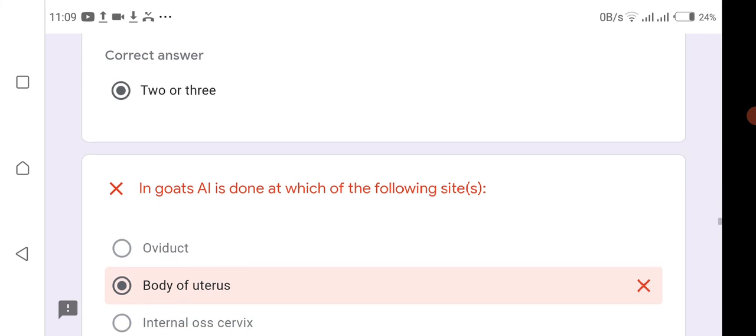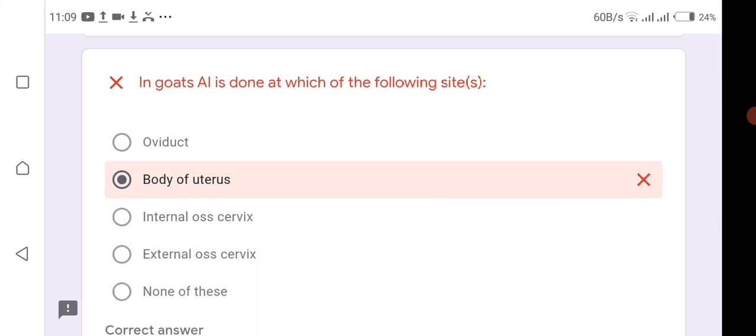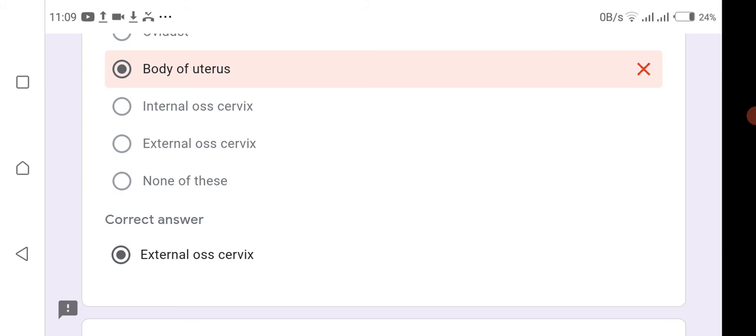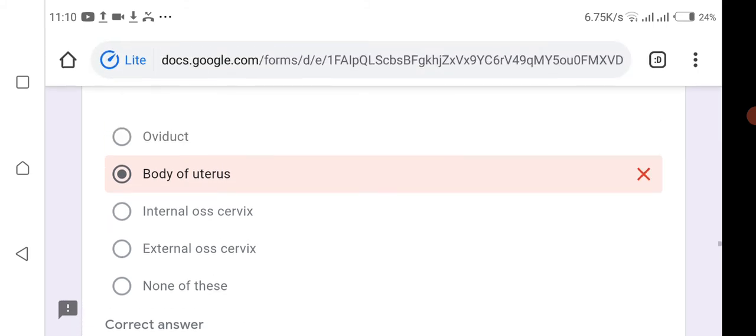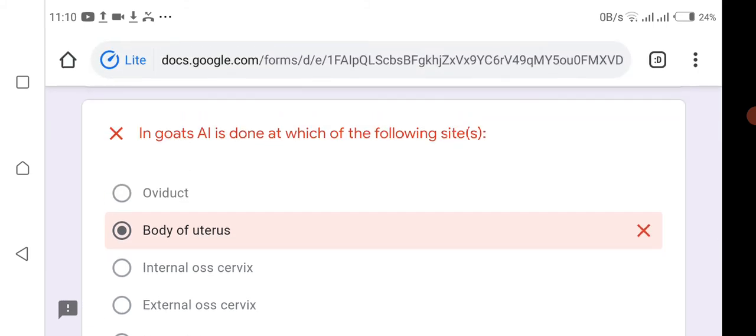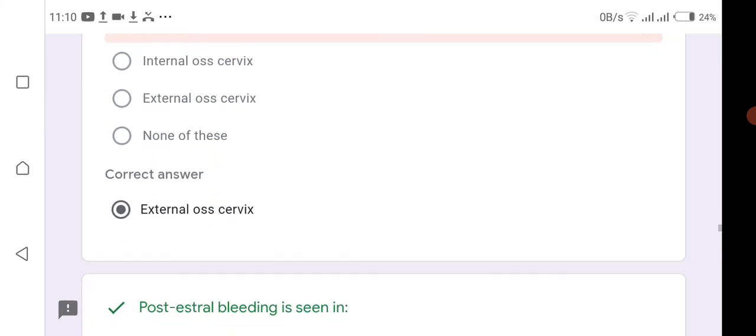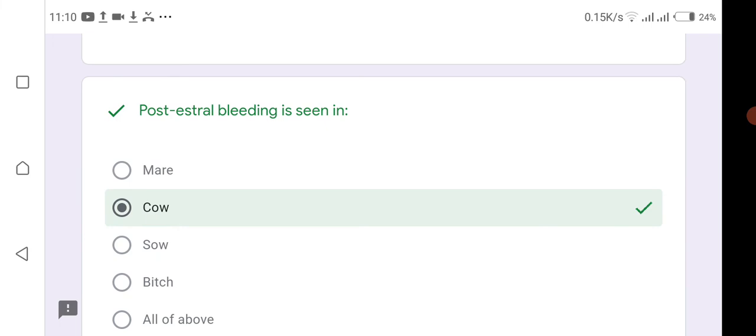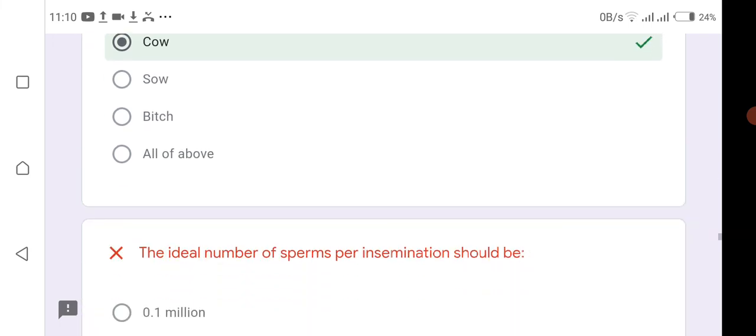In goat, artificial insemination is done in the external os of the cervix. The external os of the cervix is the place of insemination in goats. Post-estral bleeding is seen in cow.